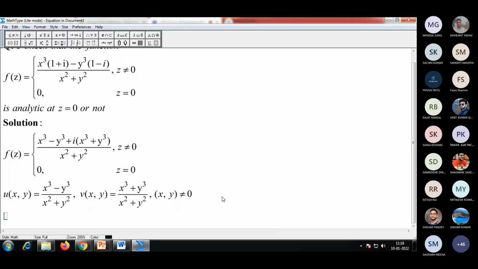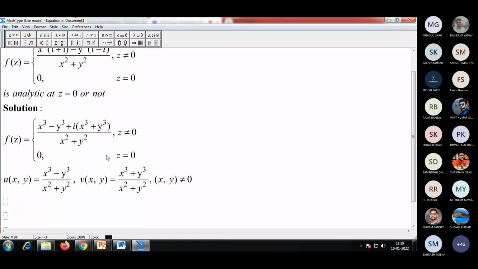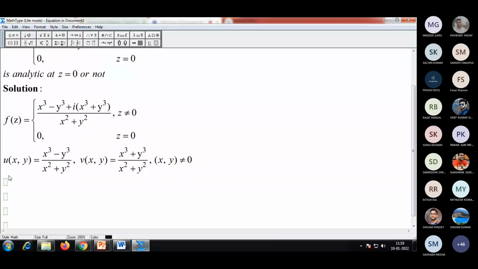Now, after writing the value of u and v, what should we do? Sir, we'll check the CR conditions. If they are not satisfied, then we can directly conclude that the function is not analytic. So we need to find del u by del x, right? Del u by del x. Find it. Yes, sir, just a second.